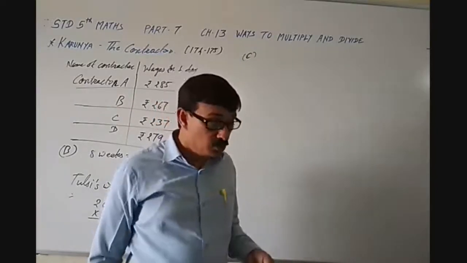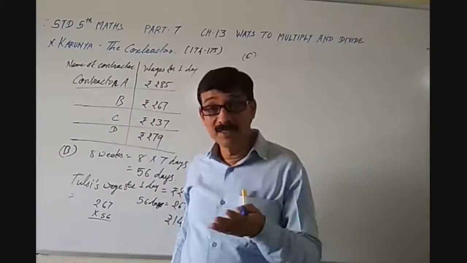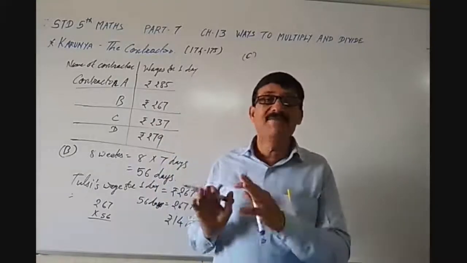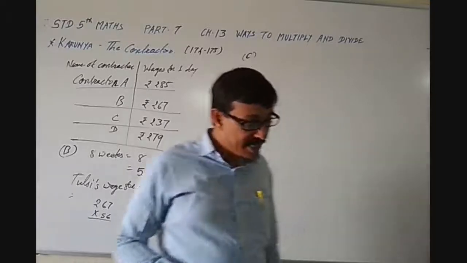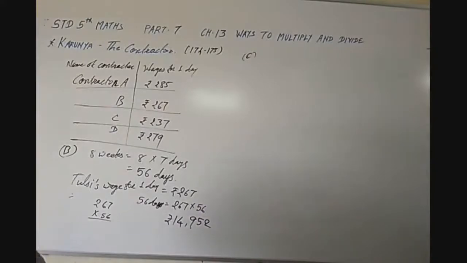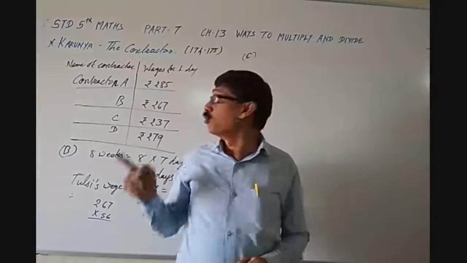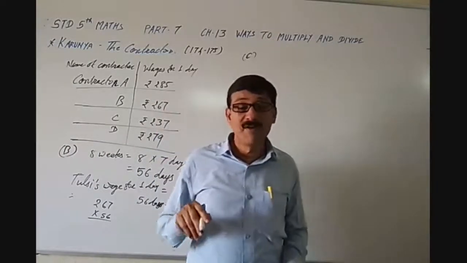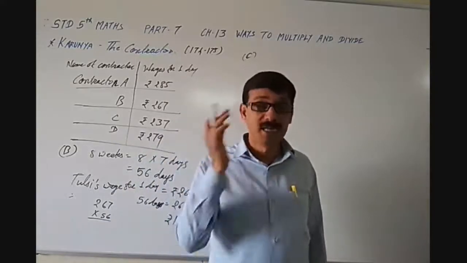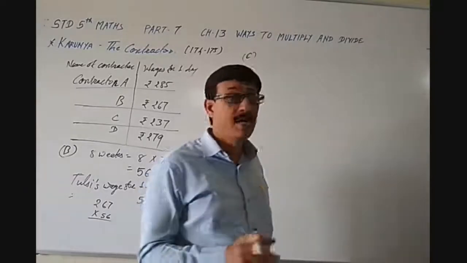First of all, we should know how many days 2.5 months is, because we know the daily wages at contractor A. The daily wage at contractor A is 285, so for one day, Tulsi's husband will get 285. Now he worked for 2.5 months, so let's find out how many days there are in 2.5 months.